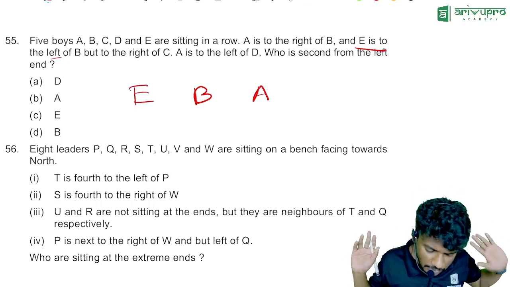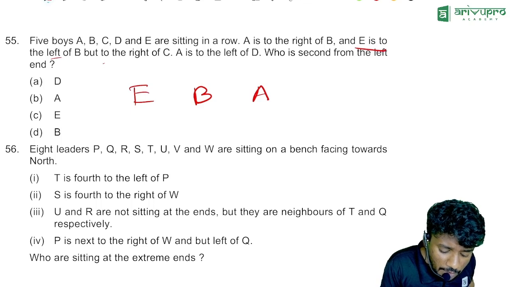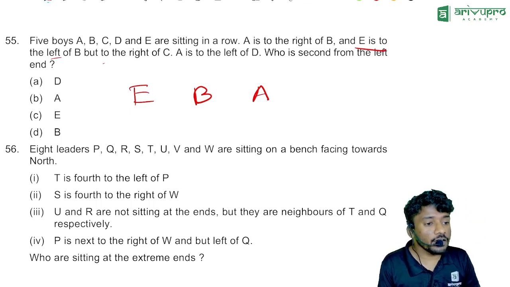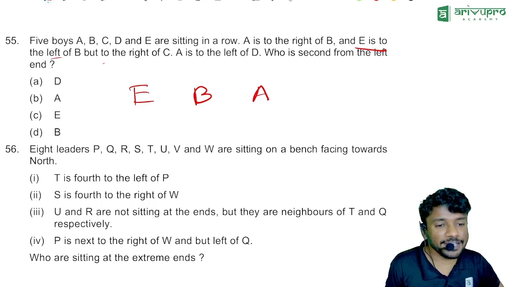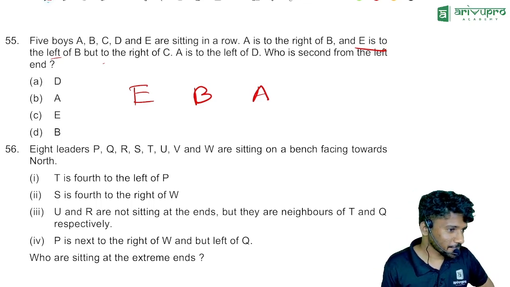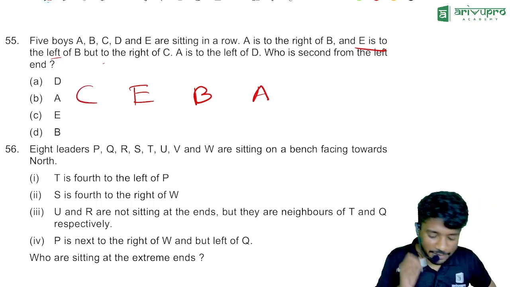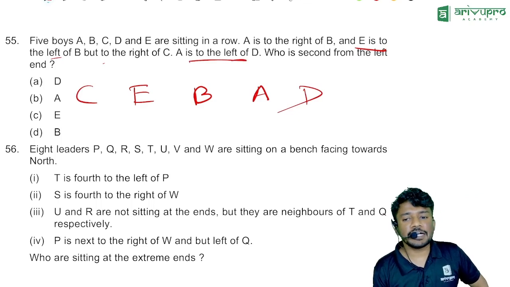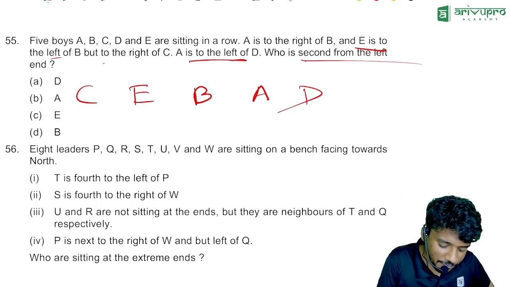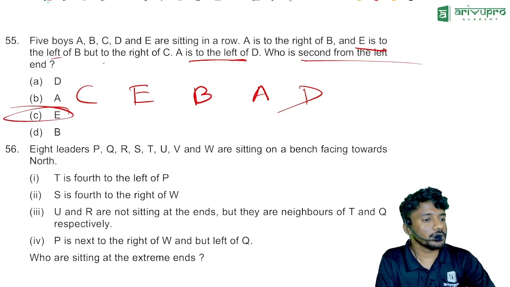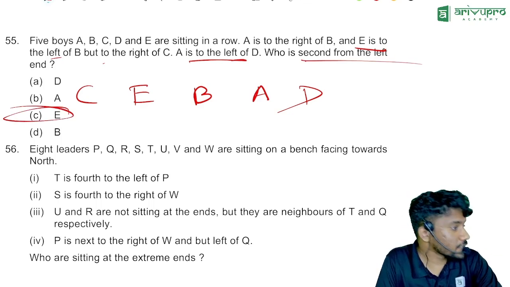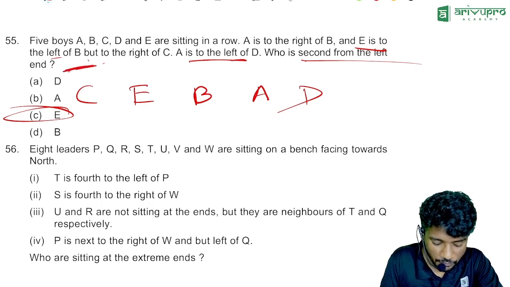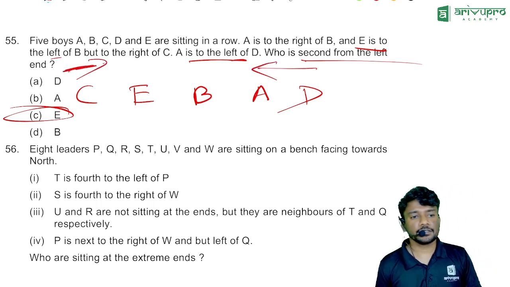Correct? Yes. But to the right of C. What does that mean? E is to the right of C. A is to the left of D. That means D will be over here. What is the answer? Who is second from the left? E. So this is the left, right? Left. So from left, this is from right.